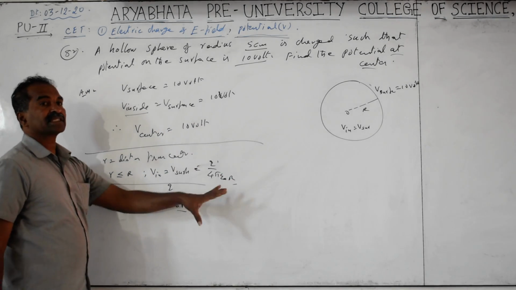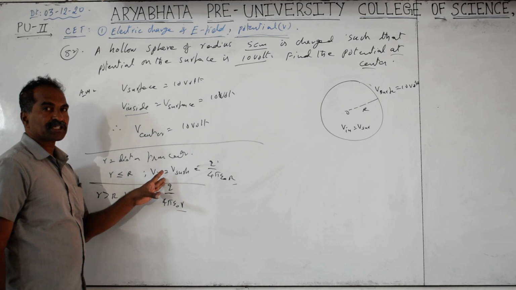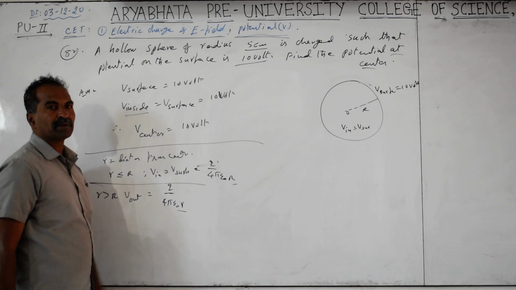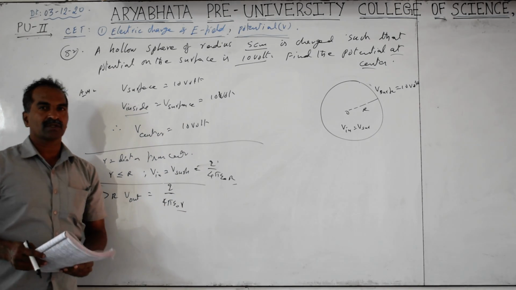Up to the surface, in case they give you charge and radius, we have to use this relation. If the value is given directly, mention the same value everywhere, up to the center also.